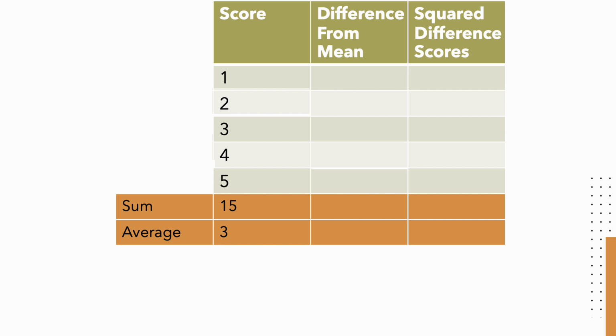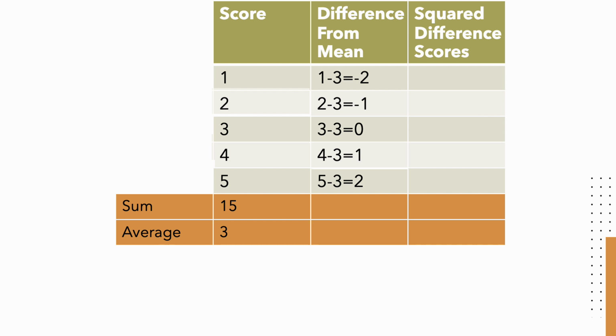So now let's actually try to calculate the average difference from the mean. I need to start by calculating difference scores: the score minus the mean. 1 minus 3 is negative 2. 2 minus 3 is negative 1. 3 minus 3 is 0. 4 minus 3 equals 1. And 5 minus 3 equals 2. So now to find the average difference from the mean, I have to find the average of these difference scores.